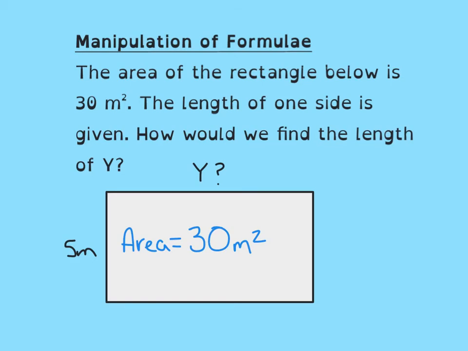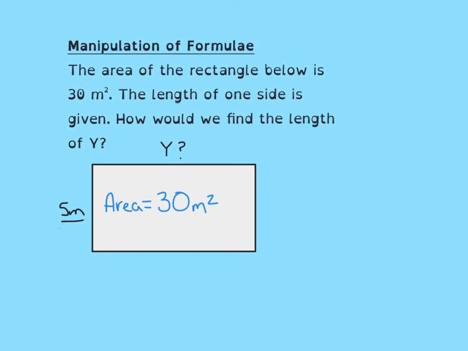Hey guys, so today we're going to look at the manipulation of formula. So, just have a bit of a puzzle here. The area of the rectangle below is 30 metres squared and the length of one side is given. We can see that that's 5 metres. How would we find the length of y? So if we know the area and we know the length of one side, how would we go about finding the length of y? Well, it's fairly straightforward.